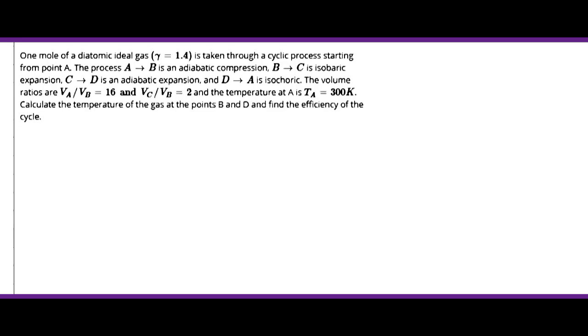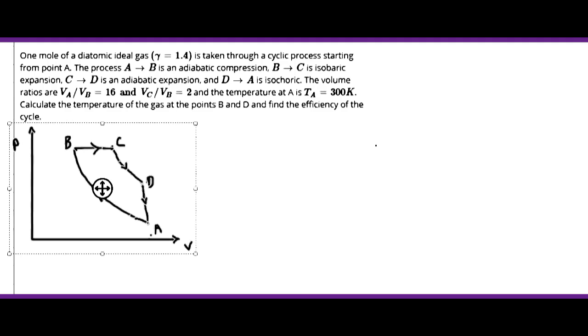So first let's try to calculate the temperature at B and D. The given scenario looks something like this. As we can have a look over here, A to B is adiabatic compression, B to C is isobaric, so pressure has to be constant. C to D is again adiabatic expansion, and D to A is isochoric, which means it is an isochoric process. Now we have to calculate the temperature at point B and the temperature at point D.